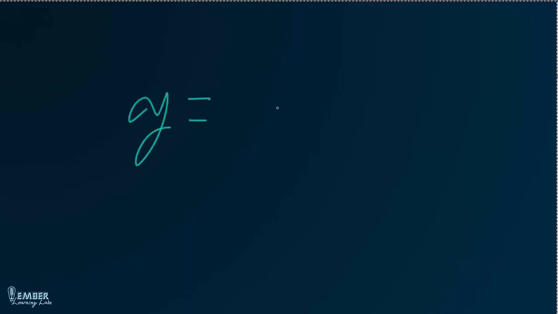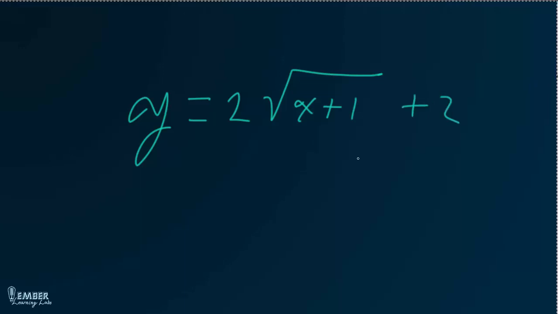Y equals 2 times the square root of x plus 1, plus 2. All right, so it has a vertical translation. So let's see if we can kind of chicken scratch this out. I don't know if you're going to be able to see this. Yeah, that's probably fine. Let me erase what's going on here.